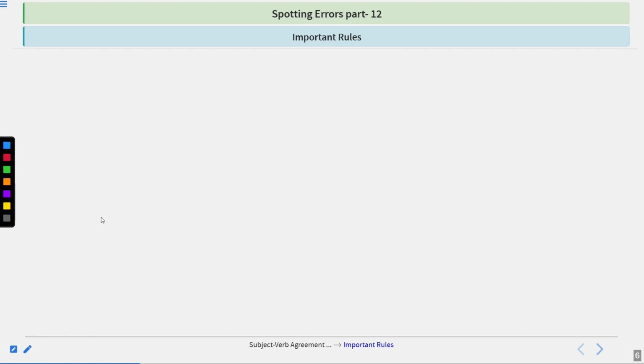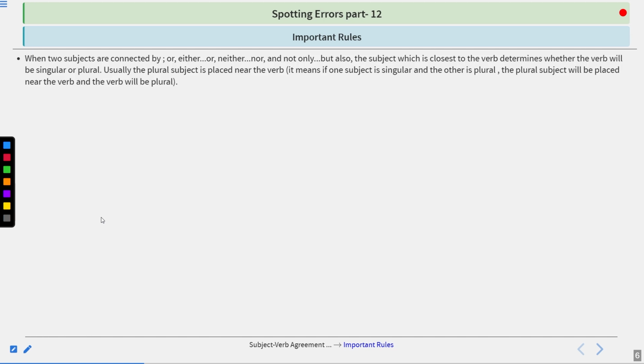Important rules. When two subjects are connected by or, either or, neither nor, and not only but also, the subject which is closest to the verb determines whether the verb will be singular or plural. Usually the plural subject is placed near the verb. It means if one subject is singular and the other is plural, the plural subject will be placed near the verb and the verb will be plural.